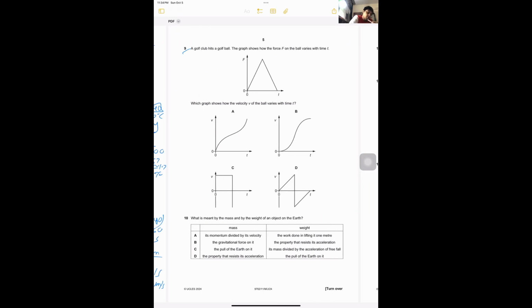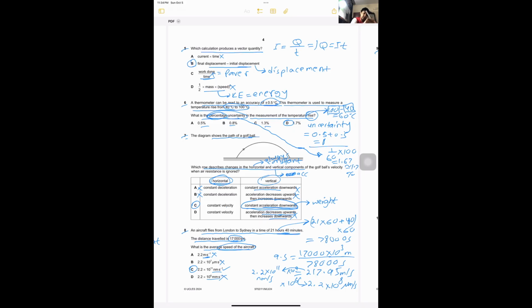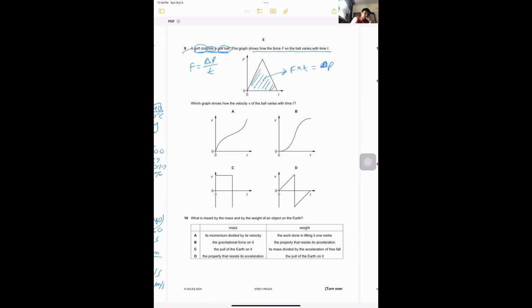A golf club hits a golf ball. The graph shows how the force on the ball varies with time. So force into time, the area of this graph, is known to be momentum, del P, or just P. Because we know that force equals del P by t, as we were explaining in one of the questions, like this formula here. So from that, if you break it down, we get it to there.